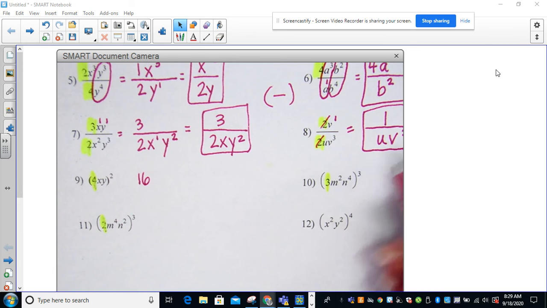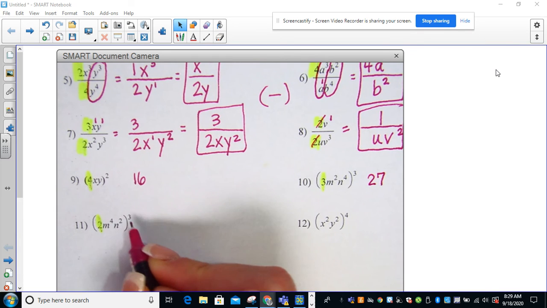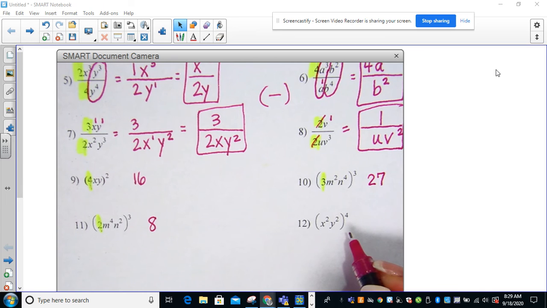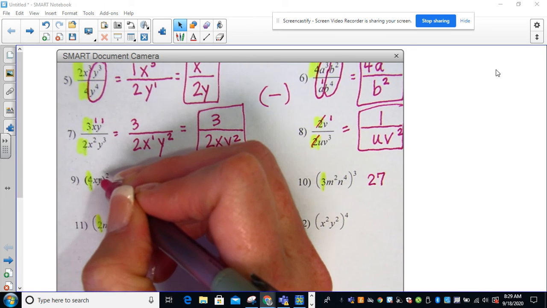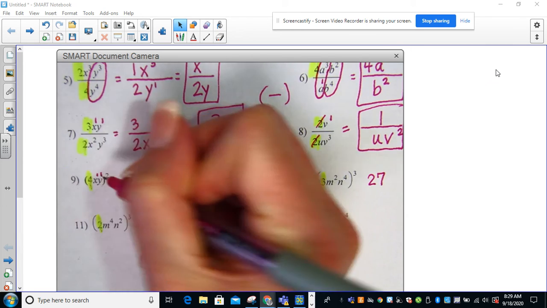So this one would be 3 cubed. Well, 3 times 3 is 9, times another 3 is 27. 2 cubed, 2 times 2 is 4, times 2 is 8. And then this one doesn't have a constant, so we're ready to start with our exponents. So remember, anytime there's not an exponent, it's considered to be a 1. So that's a 1 and that's a 1.